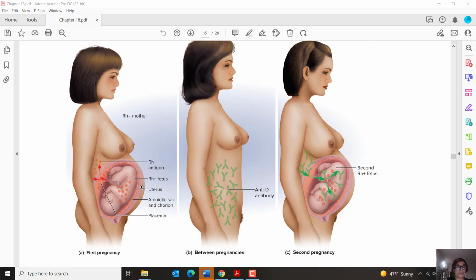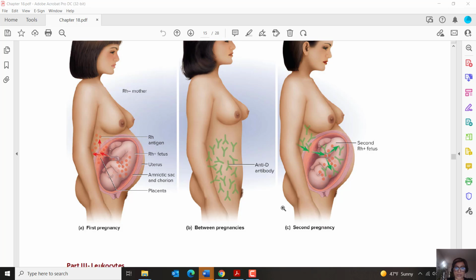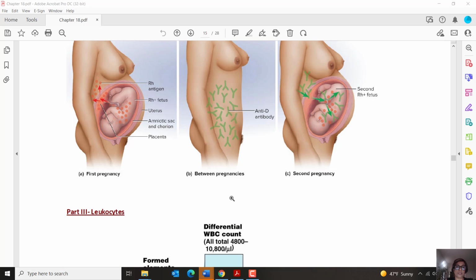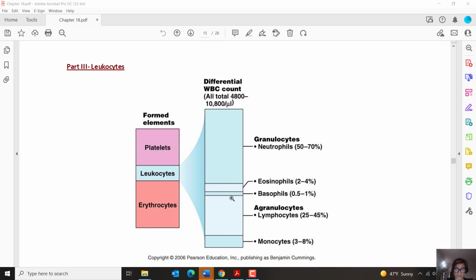An Rh negative mother with the first child will produce some antibodies, but the baby will survive. So here you have the antibodies, and then the second fetus will be attacked by the antibodies, and this child will not survive. Okay, all right. So I'm going to stop here and then start the next part, which is the leukocytes.